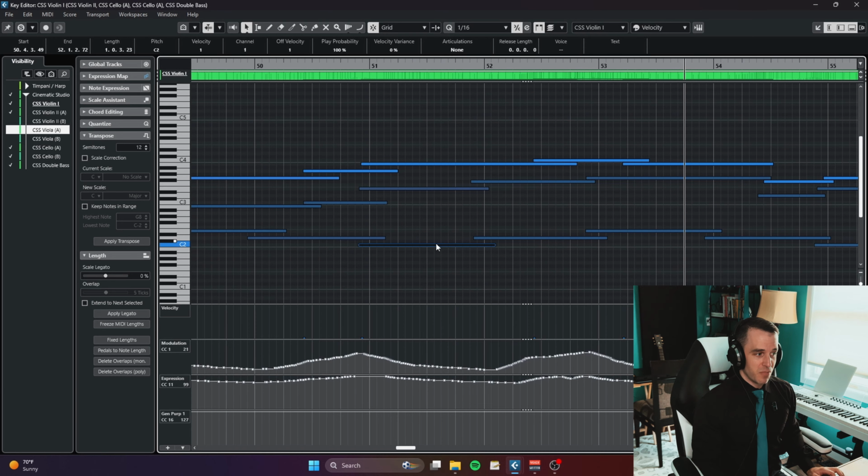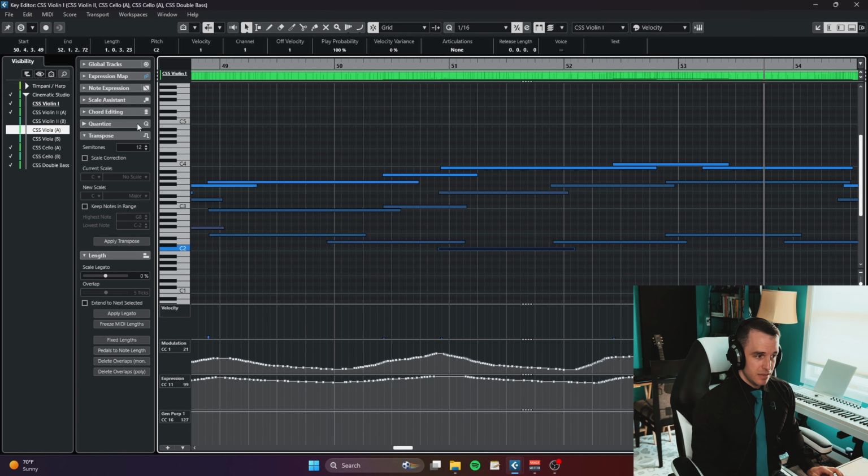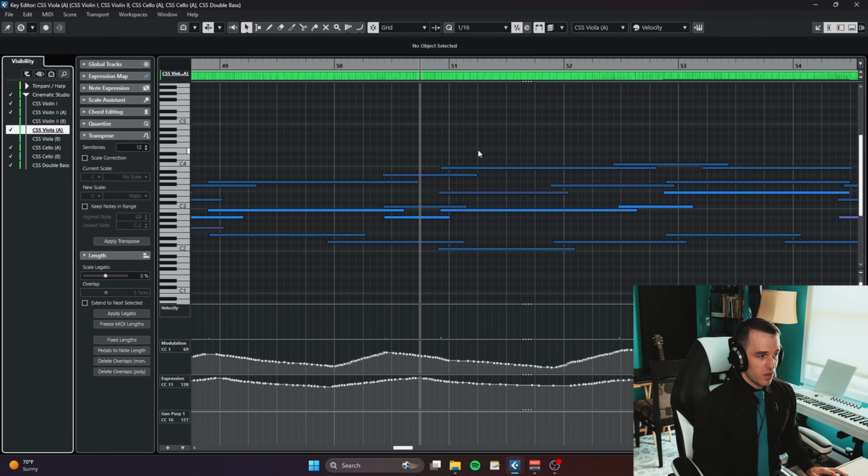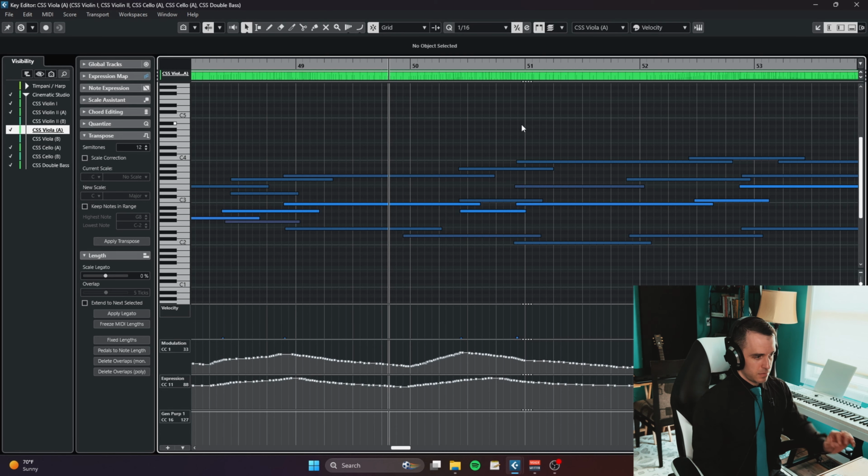It's not bad, right? It's not bad, but it's noticeably more empty. Let's bring the piano back now. Same thing with viola and then without viola.